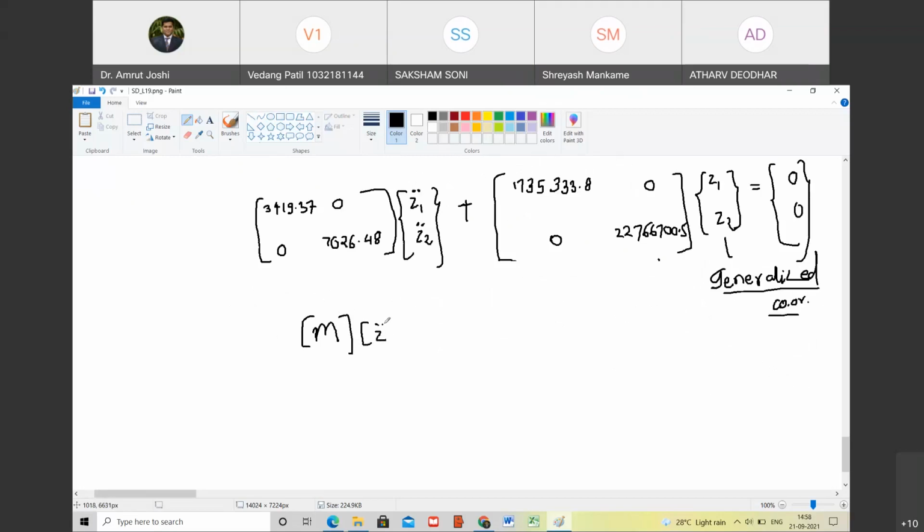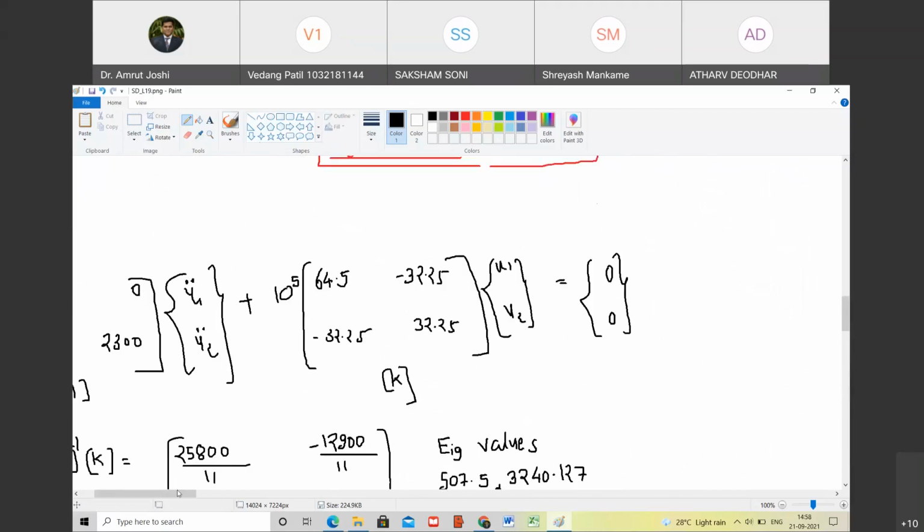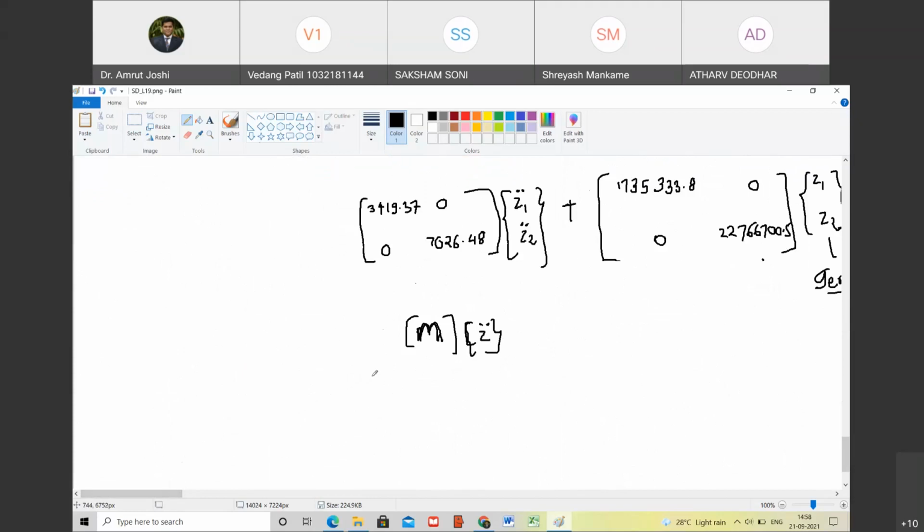So M z double dot is the first term. But instead of calling it small m, I'm now going to call it capital M, because small m is for u1 and u2. तो इस mass matrix को हम बोलते हैं generalized mass matrix, because it is the mass matrix in the generalized coordinate system. So generalized mass matrix.